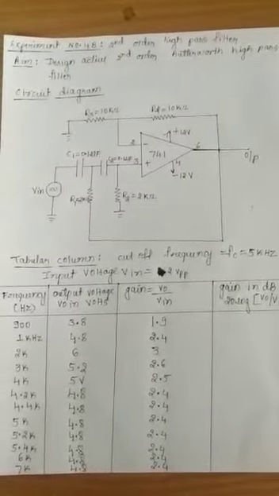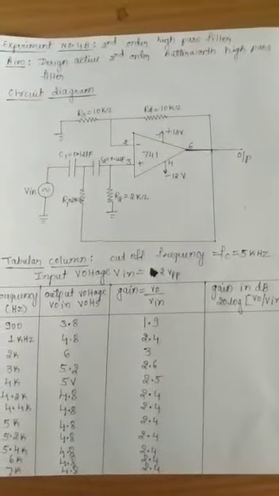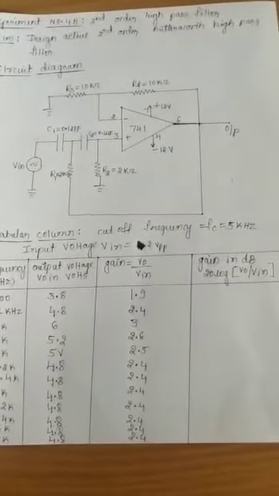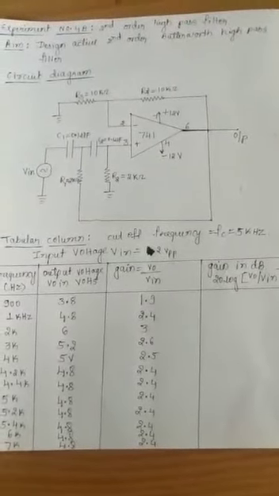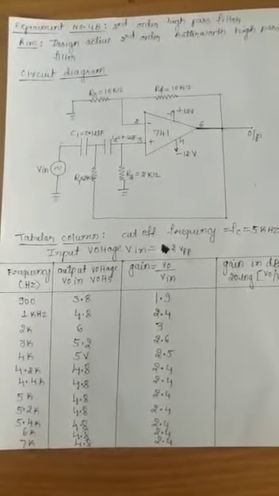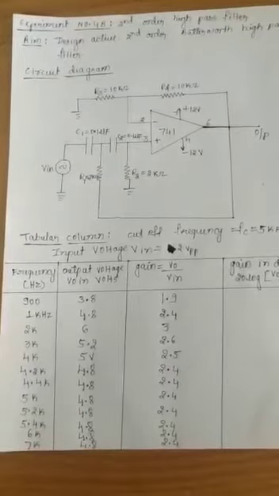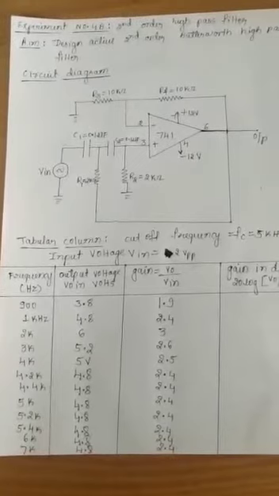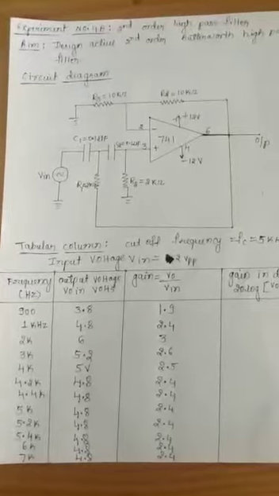Next, after doing all these calculations, circuit diagram and connections, the tabular column for this experiment is shown in the figure here. The cutoff frequency I have taken for this experiment is Fc equal to 5 kHz. The input voltage Vin I have taken as 2 volts peak to peak. Here we are varying the frequency and measuring the output voltage. I have varied the frequency from 900 Hz to 7 kHz. Since I have taken the cutoff frequency as 5 kHz, I have taken more readings around 5 kHz.